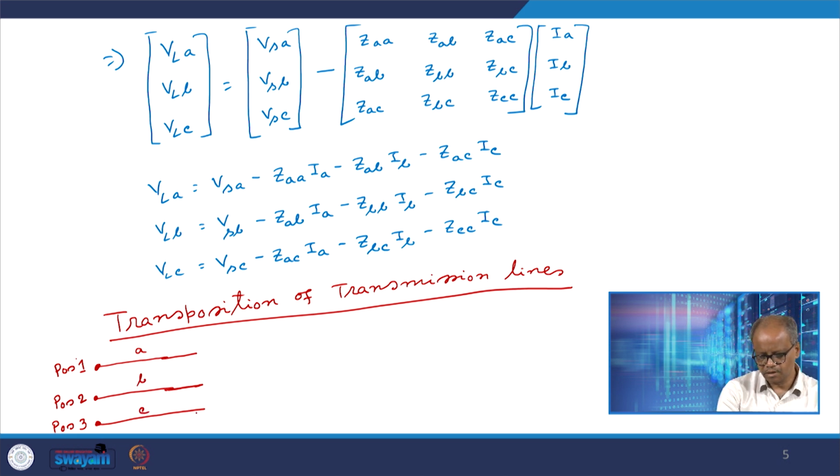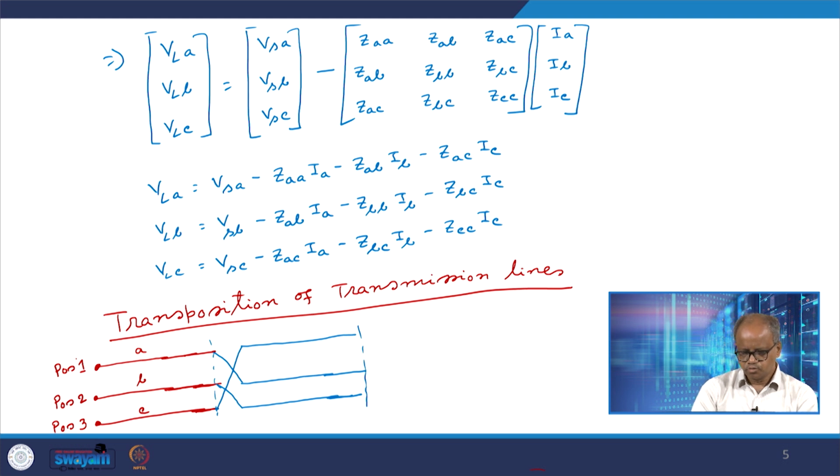and then after some distance, phase A takes the position of 2, phase B takes the position of 3, and phase C takes the position of A. So, this is the first length, then this is the second length, and then again after some distance.